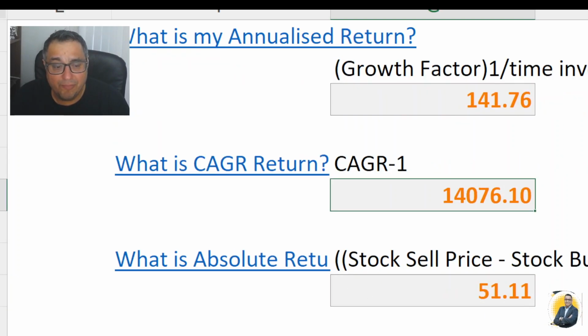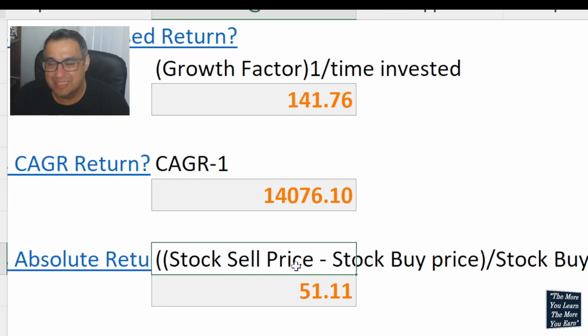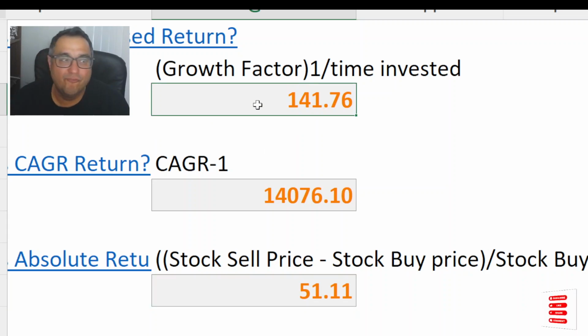Now, fund managers look at two particular factors. A professional fund manager will look at what is my absolute gain. Absolute gain is a very simple formula: stock sell price minus buy price, divided by buy price, into 100, which will give you 51.11 percent gain. You got an absolute gain for holding for 30 days, and your annualized gain was 141.6%. Those are the two key numbers you have to keep in mind.